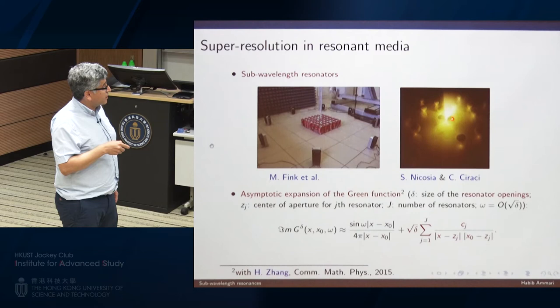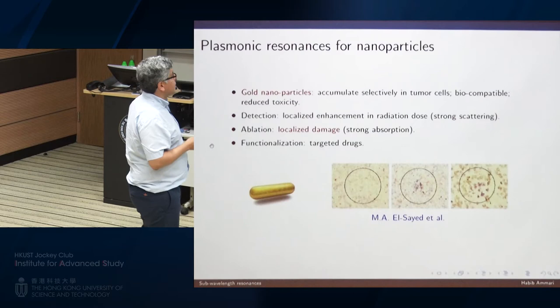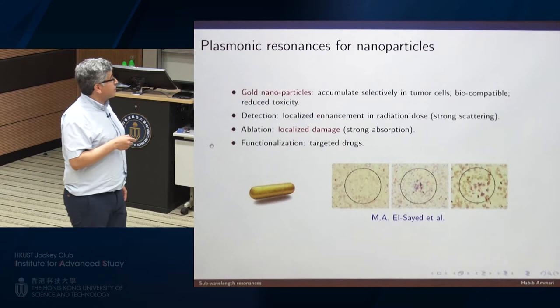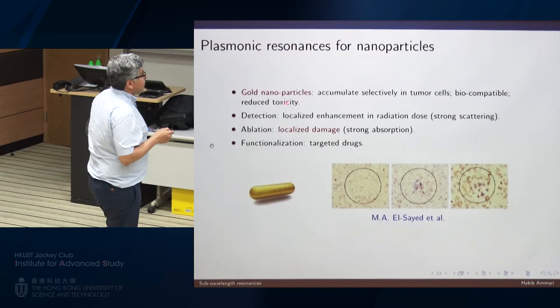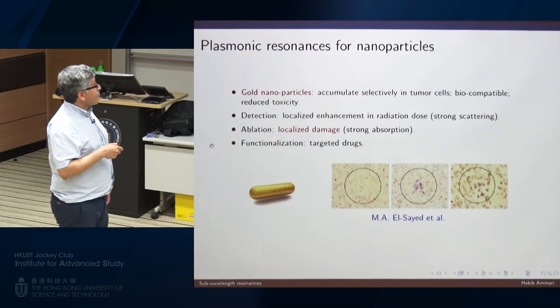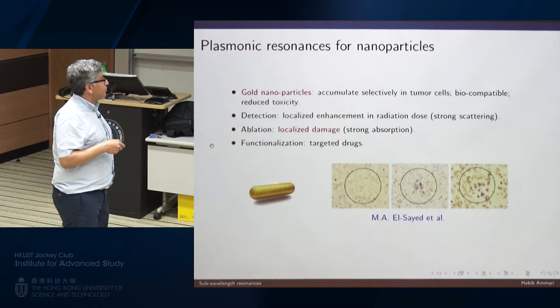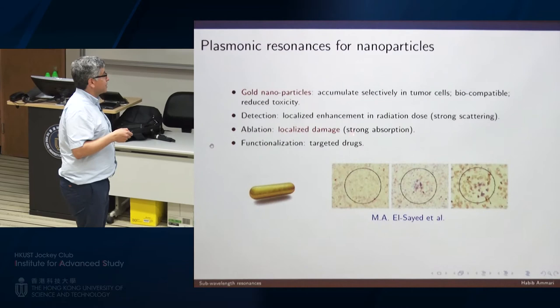So what these particles are, plasmonic particles, they are always made from gold, they accumulate selectively in tumor cells. They are biocompatible because they are made of gold, and they have reduced toxicity. You can detect them because even though they are very small, they have a strong scattering, I will explain. And you can use them for localized damage, for nano ablation, if you like, because they have a strong absorption.